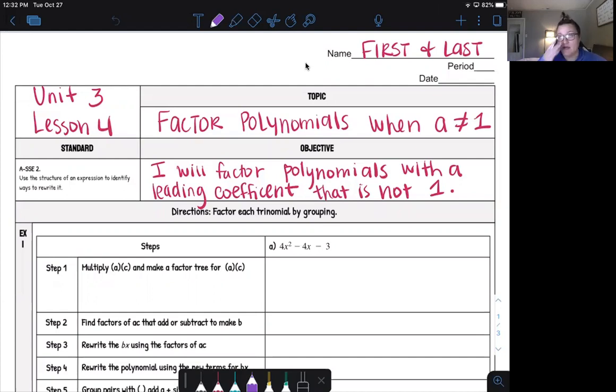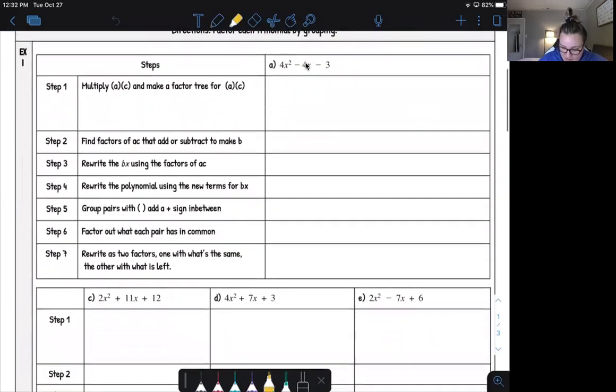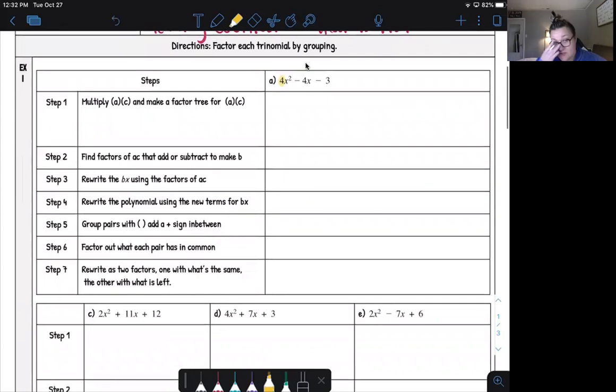So in our Unit 3, Lesson 3, we focused on learning how to factor by grouping. Today, we're going to continue to do that, except this time, a, or our leading coefficient, is going to be some number other than 1. So the good news is, though, that the steps are the same. So you're not learning new steps. It's just a little trickier, a little more difficult today.